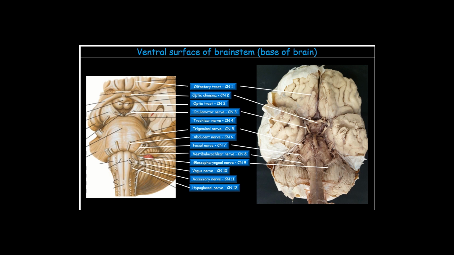Then lateral to the two pyramids over here, we can see two further elevations, one on this side and the other one on this side. This egg-like elevation on either side of the pyramid is known as the olive, and the olive is because of an underlying inferior olivary nucleus. Then if we extend a little bit up over here, we can see the pons, and the pons is characterized by these transversely running fibers.